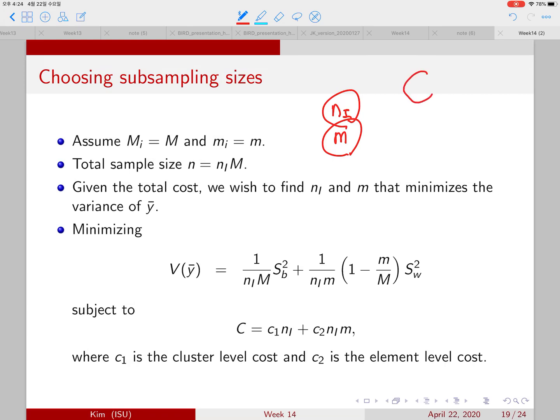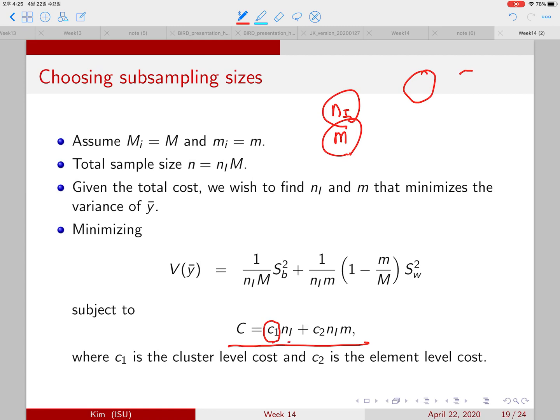One is selecting clusters, right? A cluster can be a town or a county, and if you go to some county in a different place, then you have some gas and mileage expense, or interviewer salary, something like that. So this is the cost for selecting clusters, and then there's additional cost for actually visiting the individual element and obtaining the survey result, right? So that's another cost.